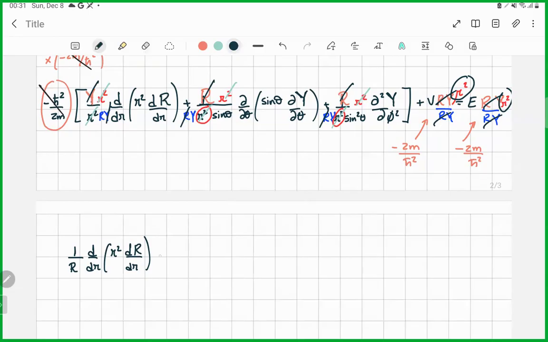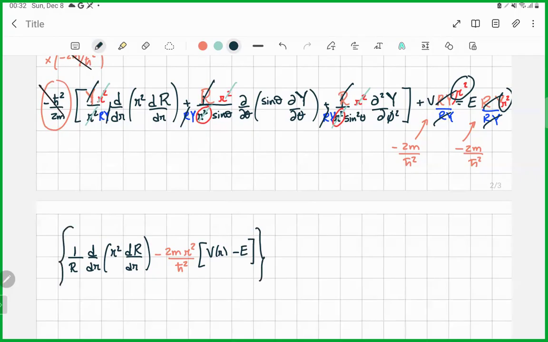Okay, so here I'm going to put this minus 2m r squared over h bar squared. So I'm stressing that we should not forget that we multiply the V and the E by all that. And so we have here the V, that is a function of r, minus the energy. And that's it. This is the part that depends only on the radius.